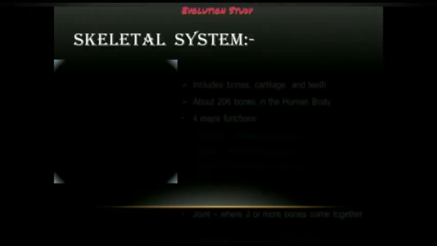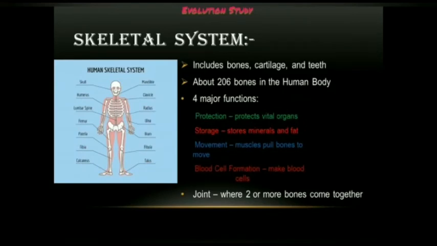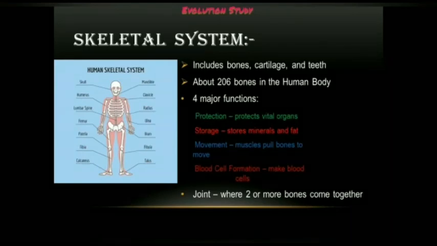Now the skeletal system. It includes the bones, cartilage and teeth. There are about 206 bones in the human body. Four major functions are protection, which protects the vital organs; storage, which stores minerals and fat; movement, as muscles pull bones to move; and blood cell formation, which makes blood cells. A joint is where two or more bones come together.